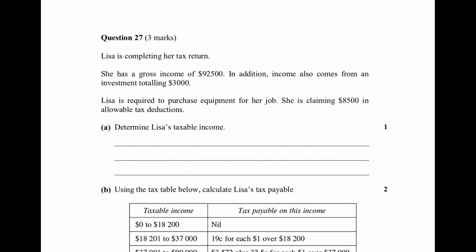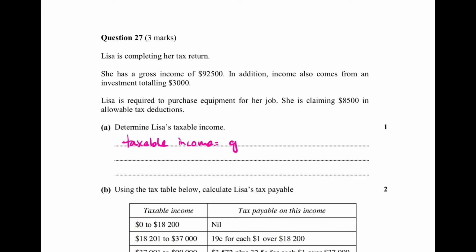Question 27. Lisa is completing her tax return. She has a gross income of $92,500. In addition, income also comes from an investment totaling $3,000. Lisa is required to purchase equipment for her job. She's claiming $8,500 in allowable tax deductions. Determine Lisa's taxable income.